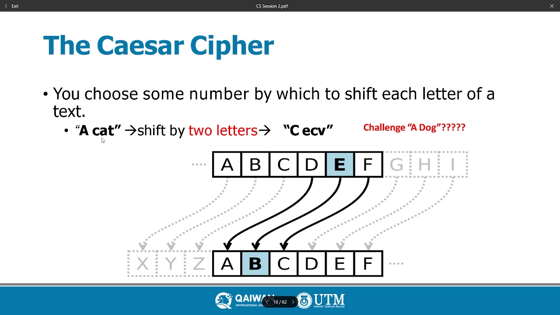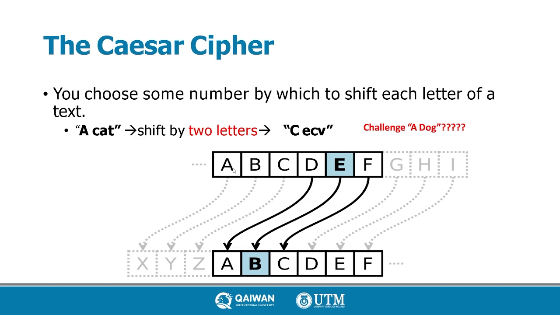How? Well, we said that we will shift by two. So now the A will be shifted by two. One would be B, two would be C. Now A became C. How about C? C also, 1, 2, would be E. Then A again would be C. However, for the T, we will shift it twice and it will become V. So this is Caesar cipher, a very easy algorithm, and very easy to even decrypt.